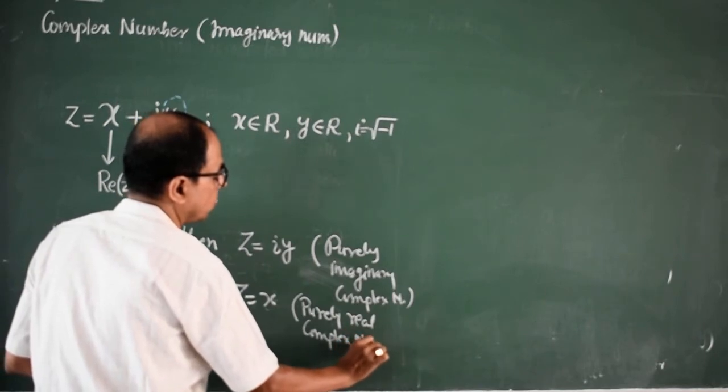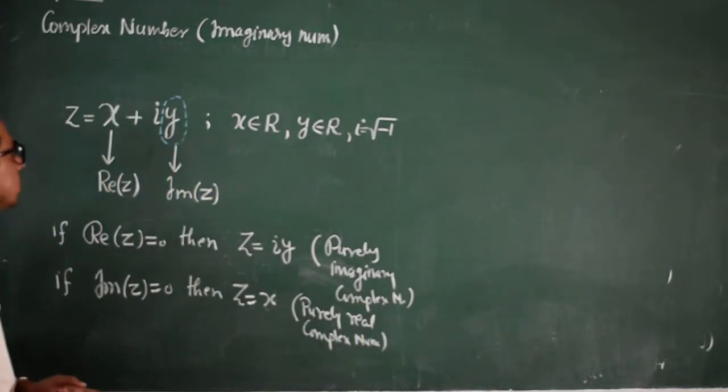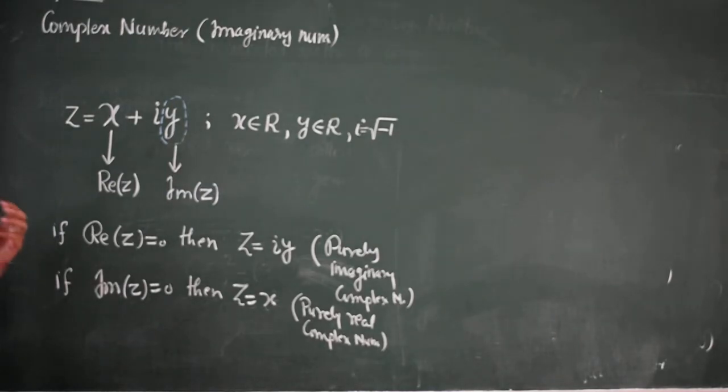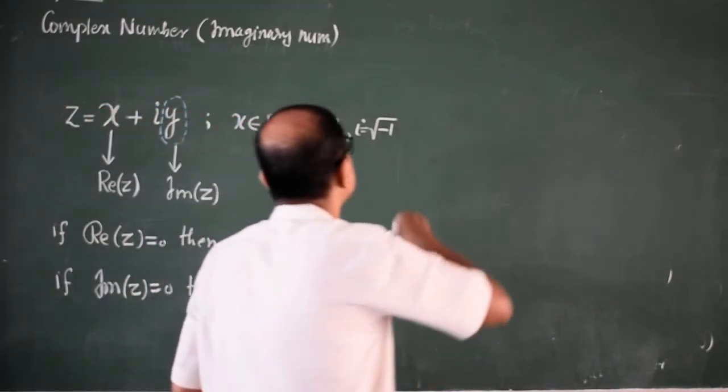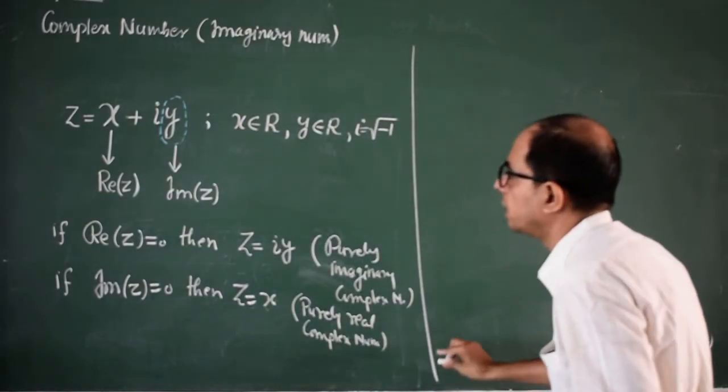So in general, a complex number has two parts. If either of the parts is 0, clear, it is given a special name. Now let us take an example.